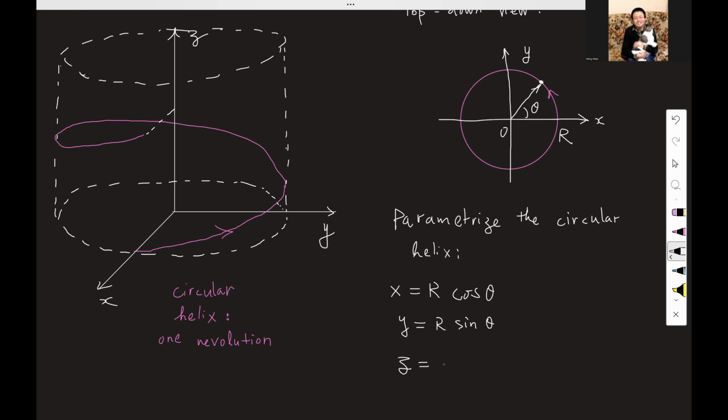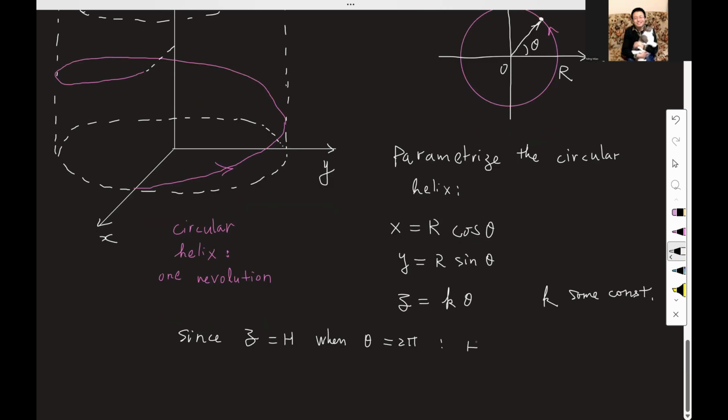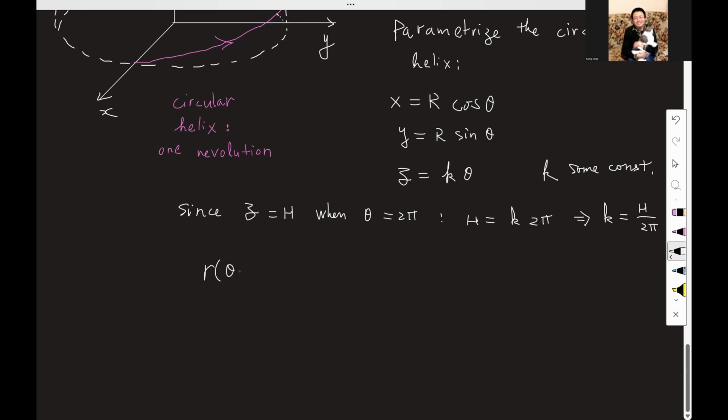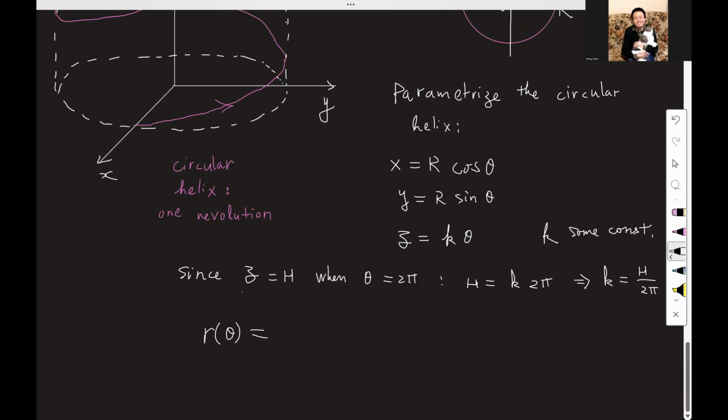So z is some constant k that I don't know yet, times theta. We can actually use the geometric parameters given in the problem to figure out k. Since after one revolution, theta goes from 0 to 2 pi, z goes from 0 to h, the height of one storey. So we have h equals k times 2 pi. As a result, k can be solved to be h over 2 pi. So therefore, now we have a parameterization, r of theta, the parameterization of the circular helix.